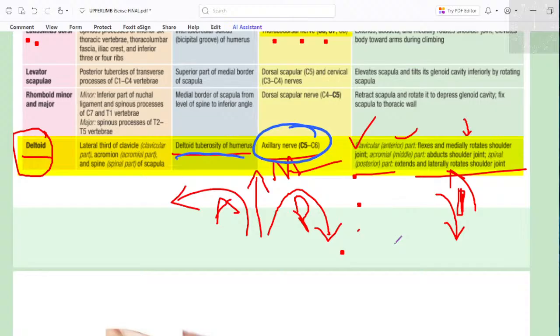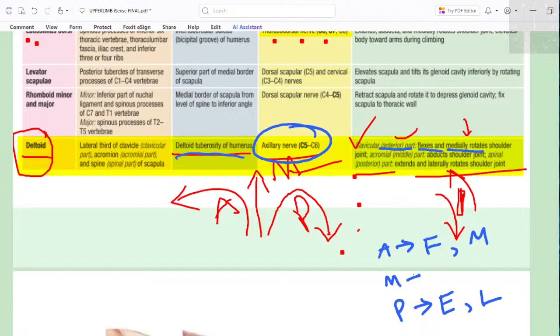Remember the function of the deltoid. Okay. The anterior part causes flexion and medial rotation of the shoulder. The posterior part will cause just the opposite, extension and lateral rotation. And the main function of the deltoid, the middle part, causes shoulder abduction.